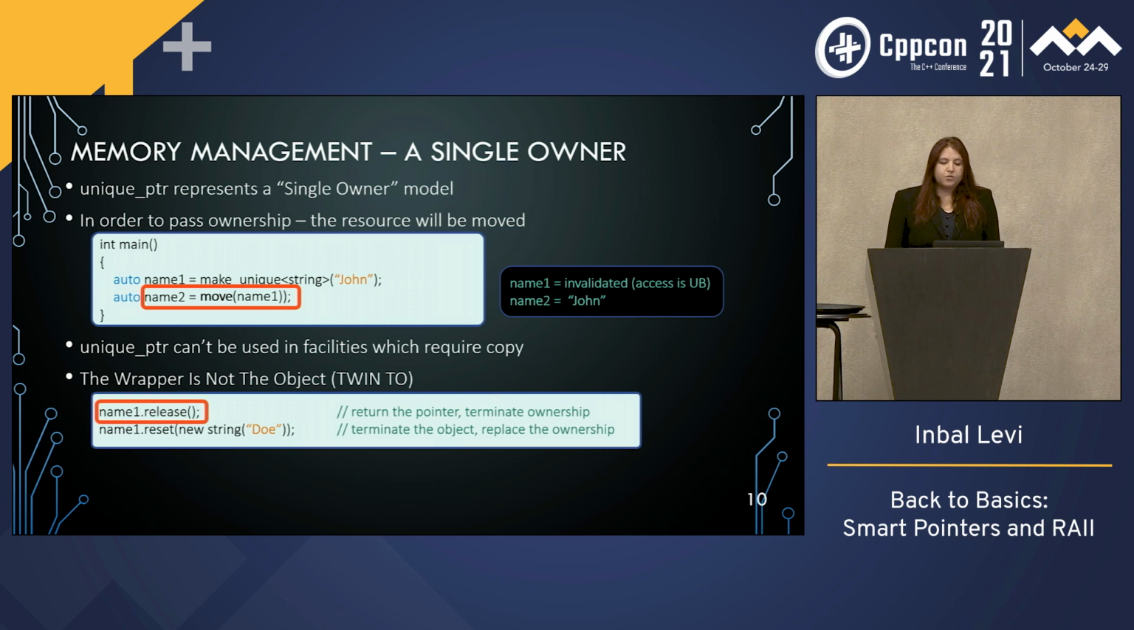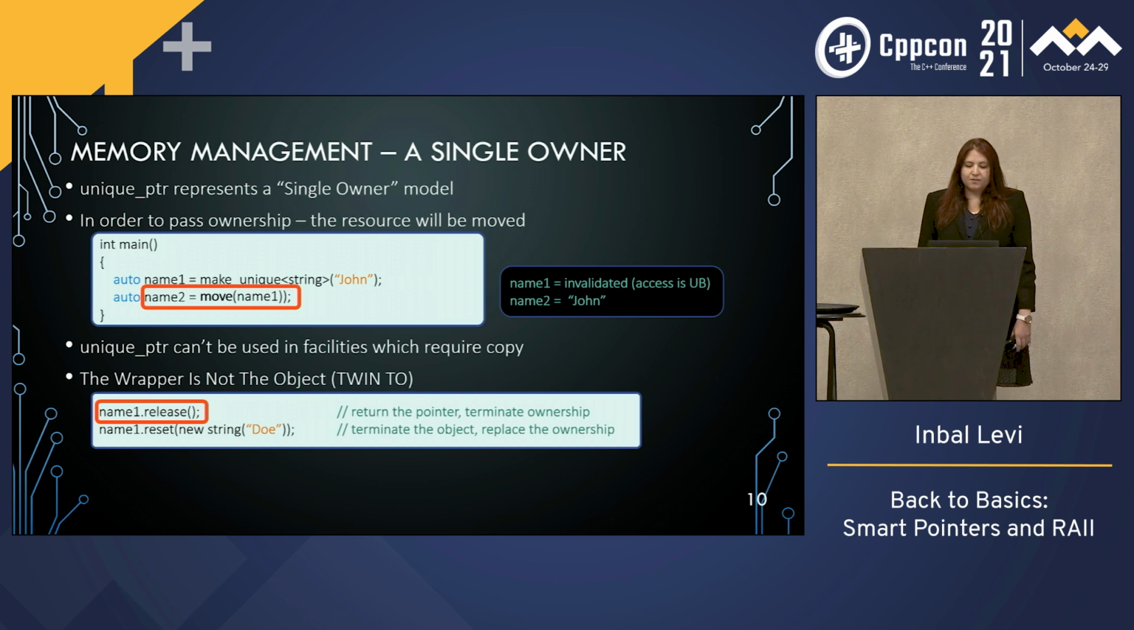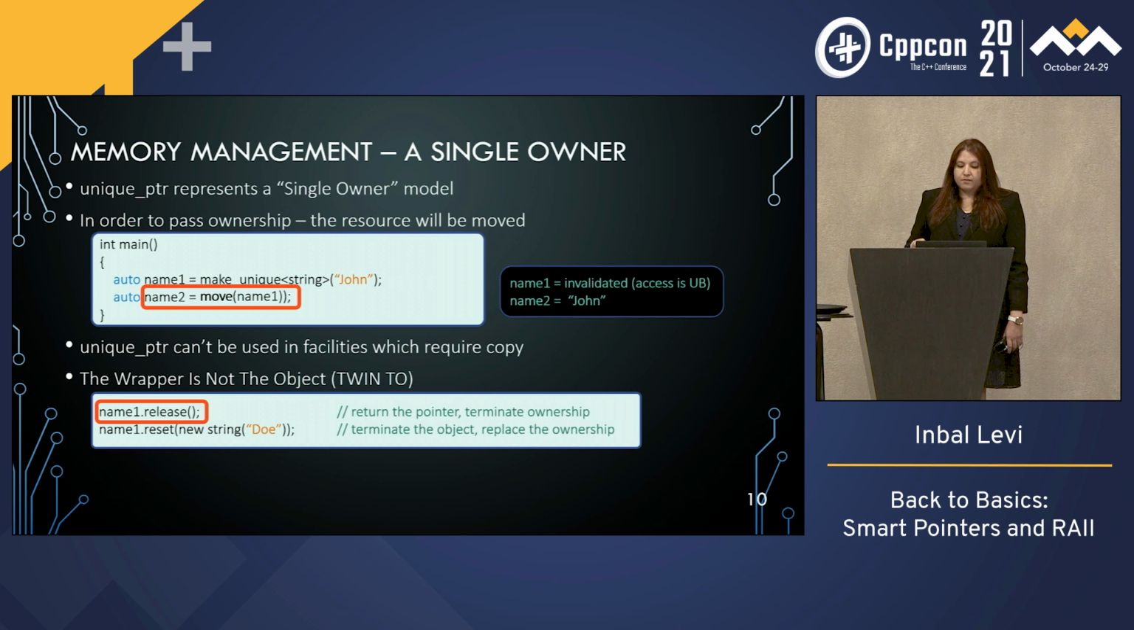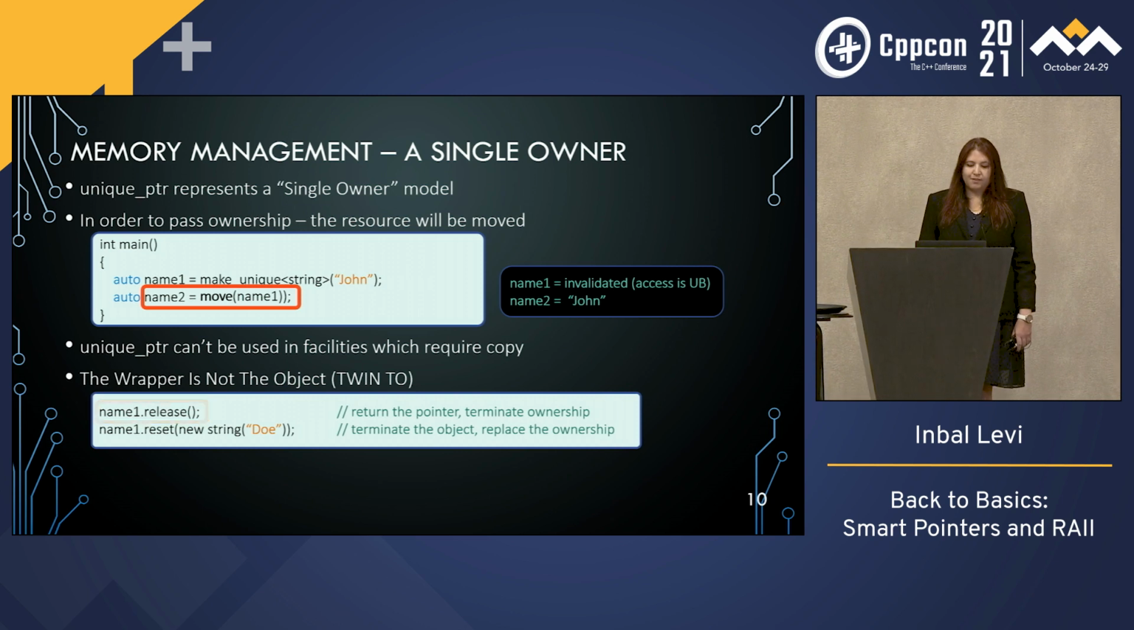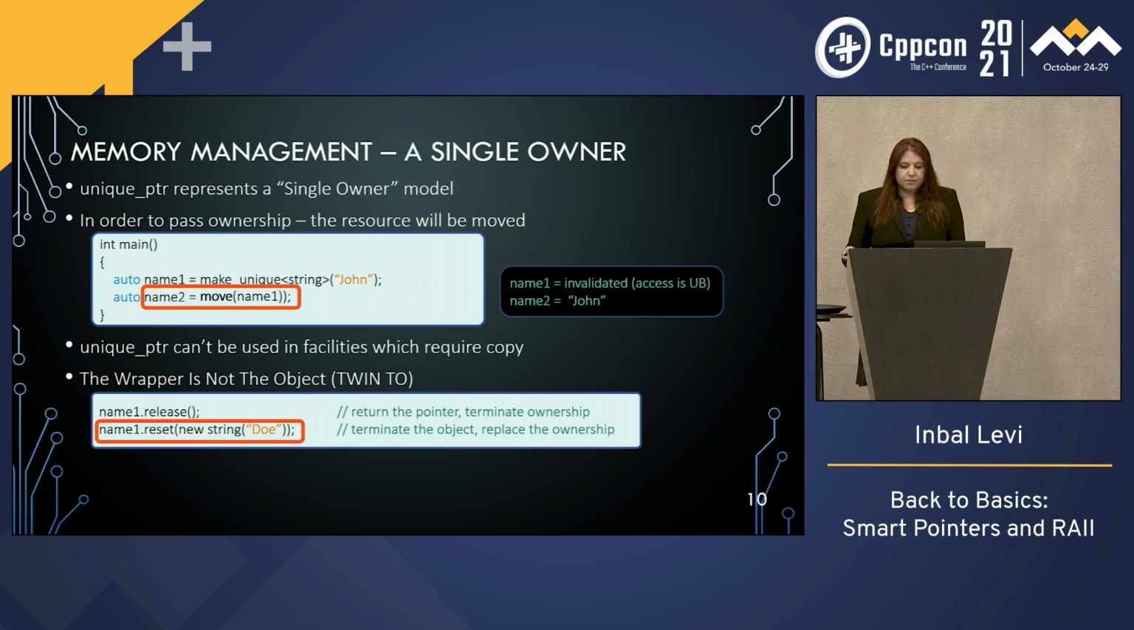So I just want to show you two quick APIs for unique PTR. You can find the rest in CPP reference if you like. The first one is release. Release returns the pointer and terminates the ownership. So the lifetime of the object remains, but the ownership is the one that goes away. With reset, we do the opposite. We terminate the object and we replace the ownership. So the guard actually lives, but whatever it guards doesn't stay.